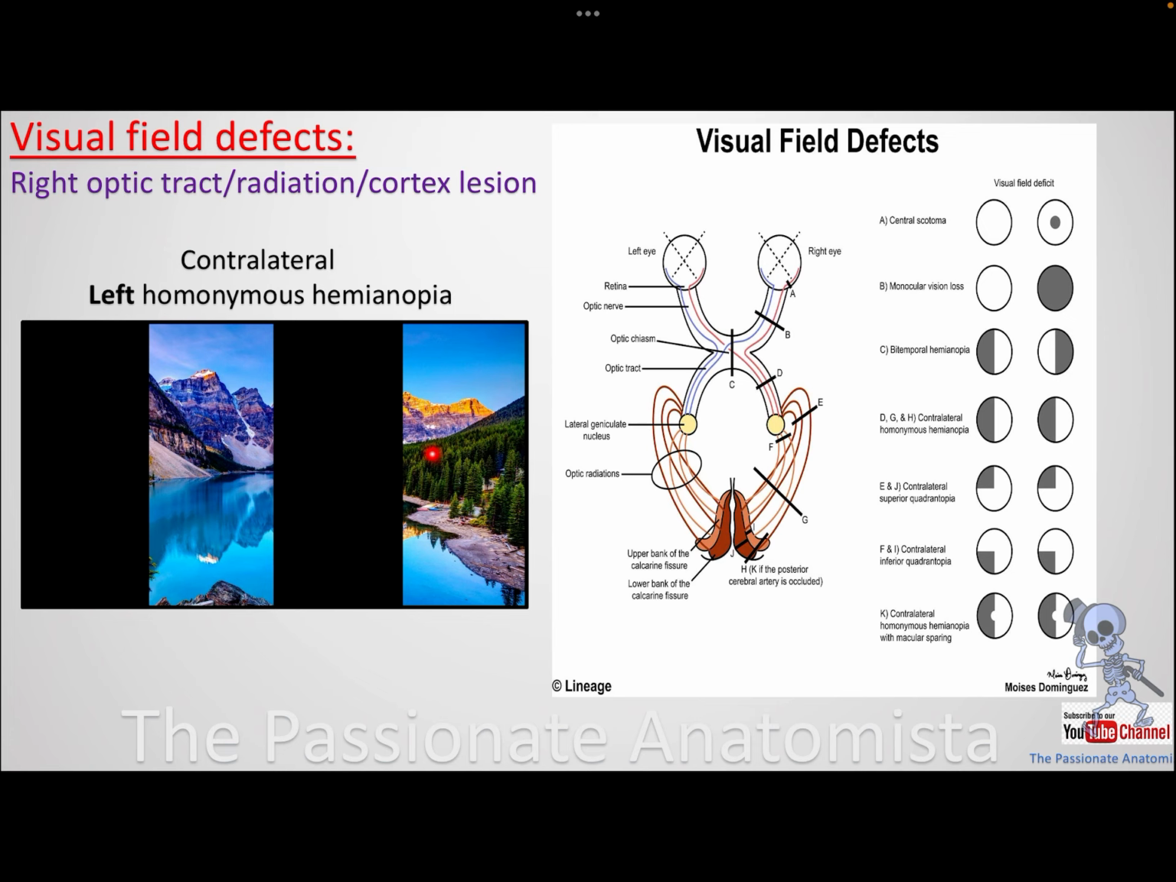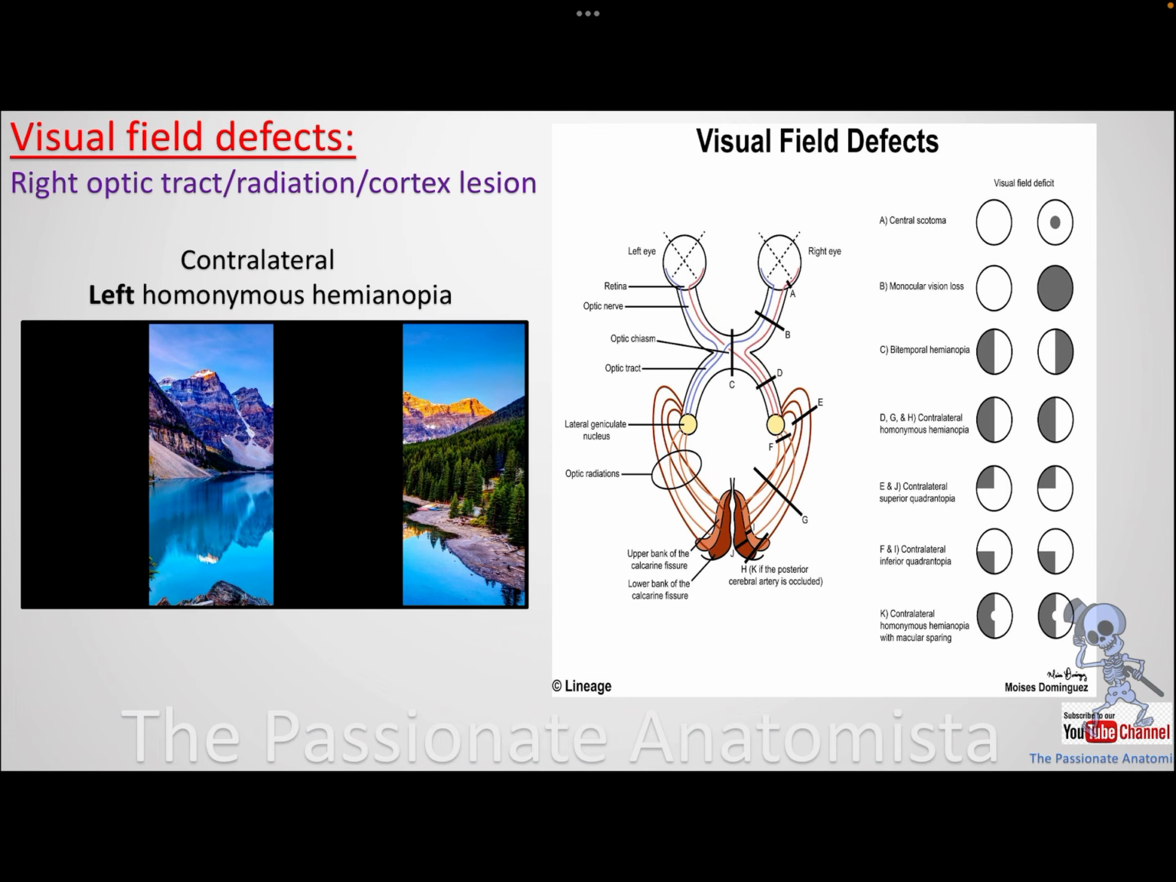What about your right eye? What is your left? It's the nasal visual field. Okay, fine. Then I'm going to lose the nasal visual field of the right eye. Okay, guys? So if you have a problem with the tract, the whole radiation, or the cortex on the right side, you will lose everything on the left side. And this is what you will see as a patient.